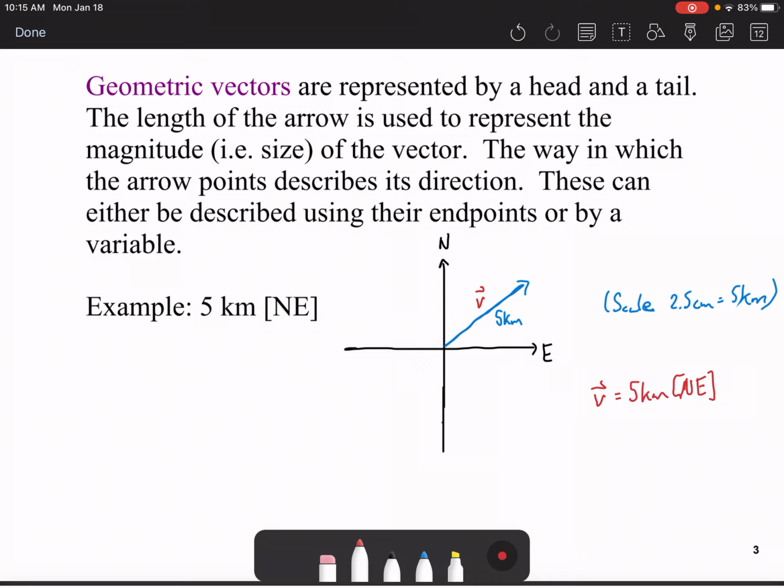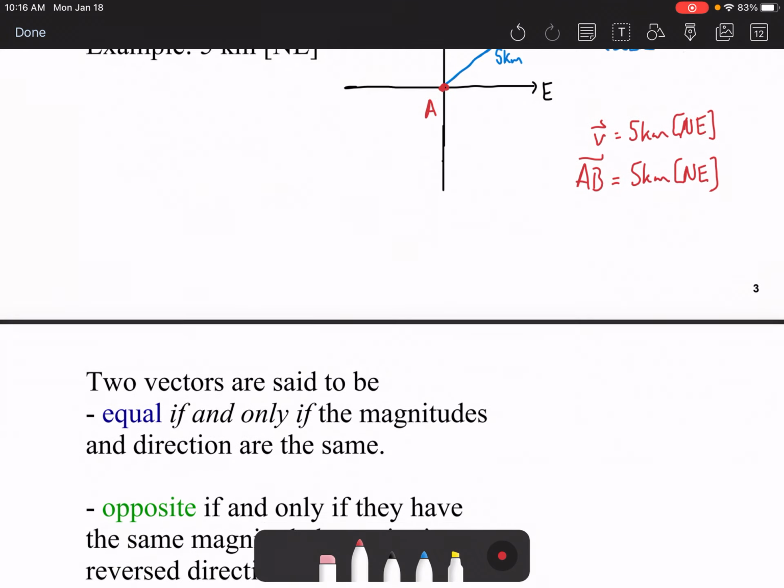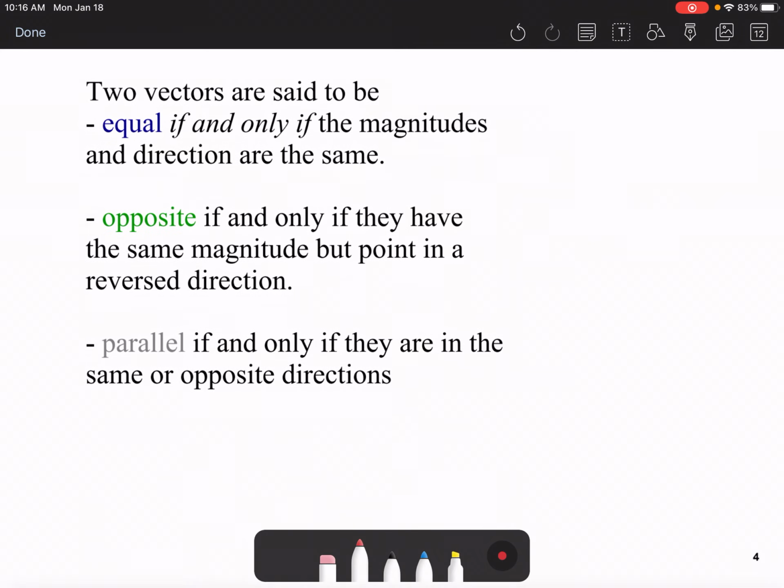Or I can write it in terms of its endpoints. Starting at point A, and this point B, I could have also written this as AB, with a vector symbol over top of it, and it represents the same thing. So we can represent it by just a variable or its endpoints. Okay, so some definitions.